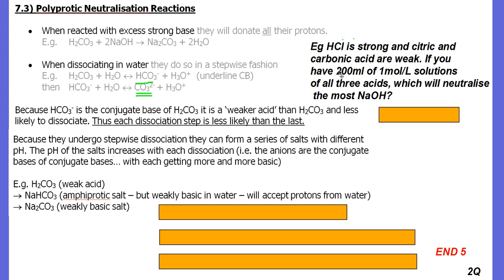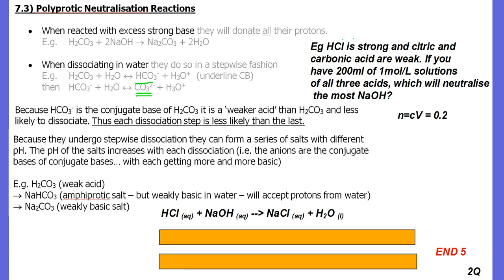So let's think about it. So we know we've got 200 mLs of 0.1 mole per liter solutions. So number of moles is concentration times volume, which is concentration times 0.2. So we've got 0.2 moles of hydrochloric acid, 0.2 moles of citric acid, and 0.2 moles of carbonic acid. And we've been told HCl is strong and these two are weak. Which will neutralize the most sodium hydroxide? And this is a trick question because students see this word strong and weak, and they think, oh, hydrochloric acid is strong, it must neutralize the most sodium hydroxide. But that's forgetting what happens with polyprotic acids and strong bases. So let's have a look.